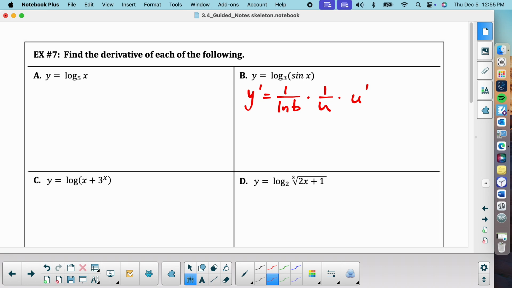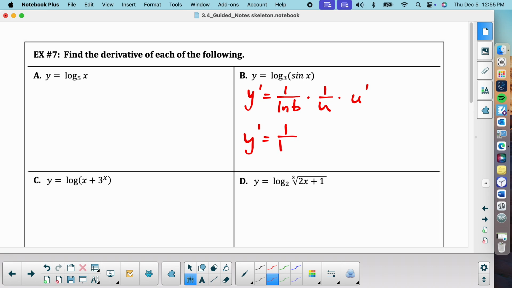B represents the base number, so on this problem, what's that? 3, good. How about U? Sine of x. It feels weird. I mean, it's a strange formula, but U is sine of x, so we just fill it out. What's the derivative? 1 over ln of 3.